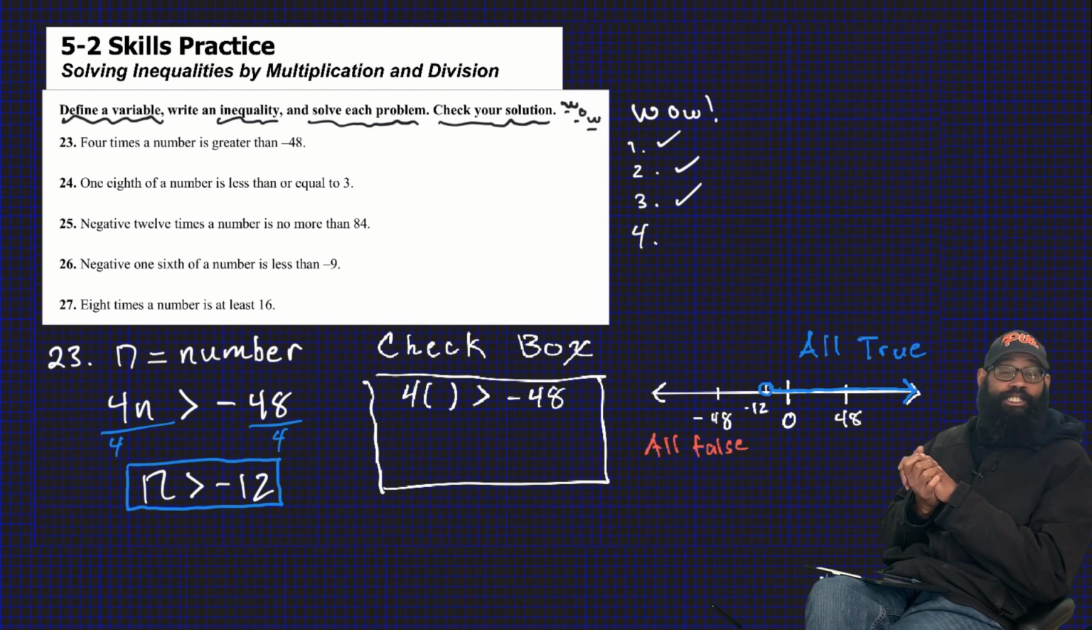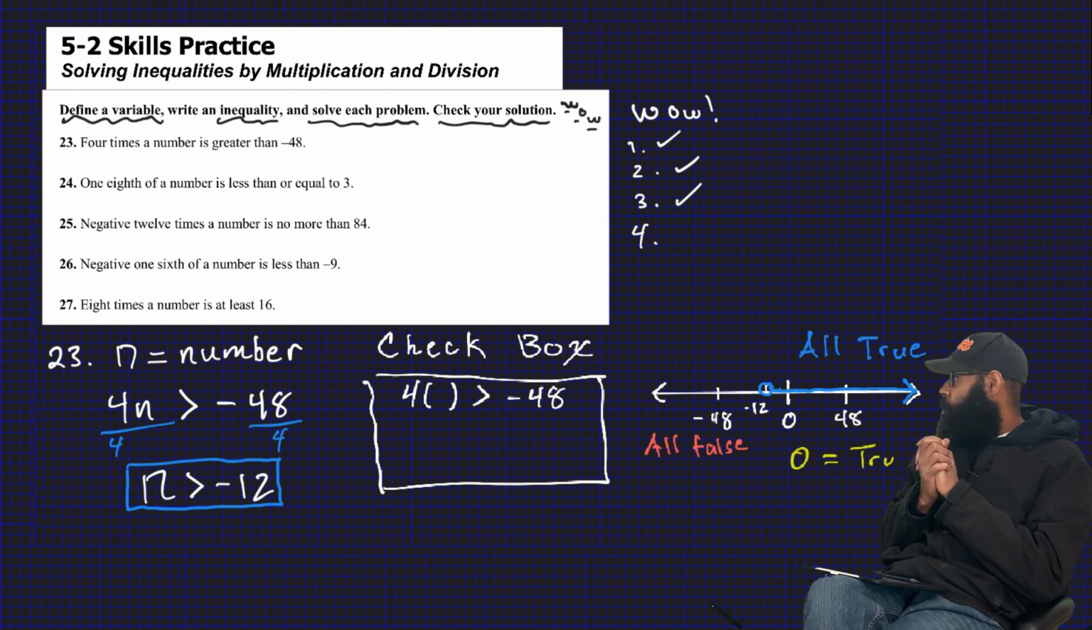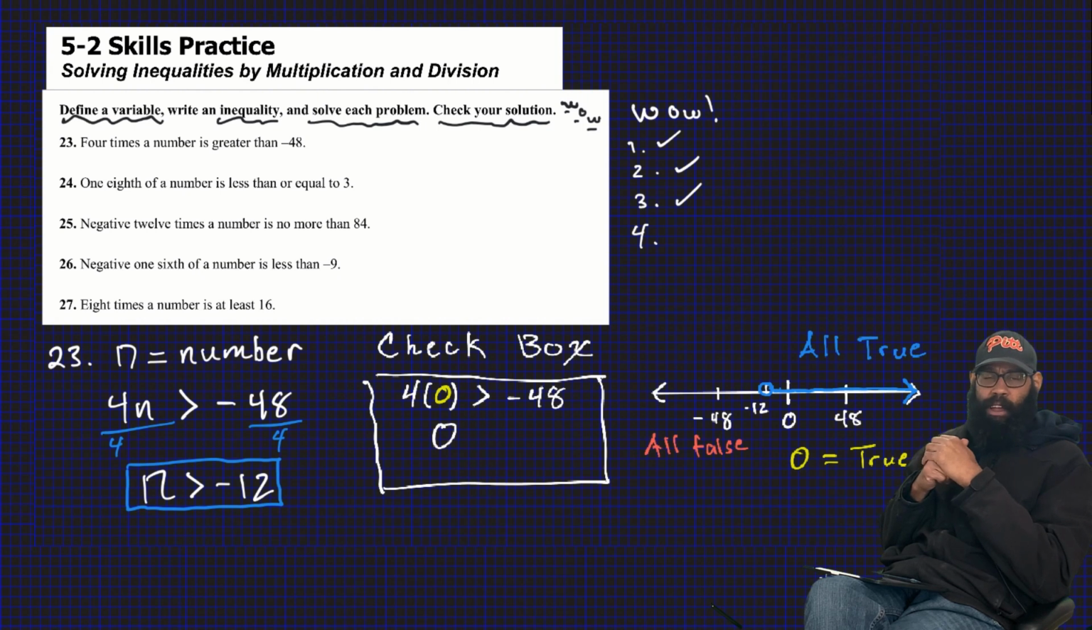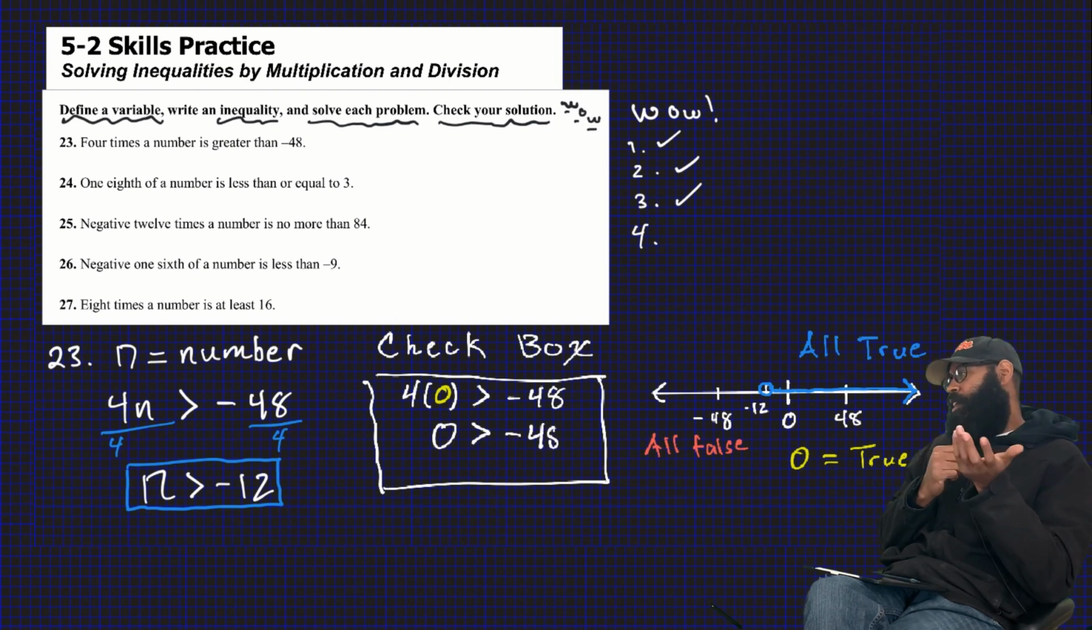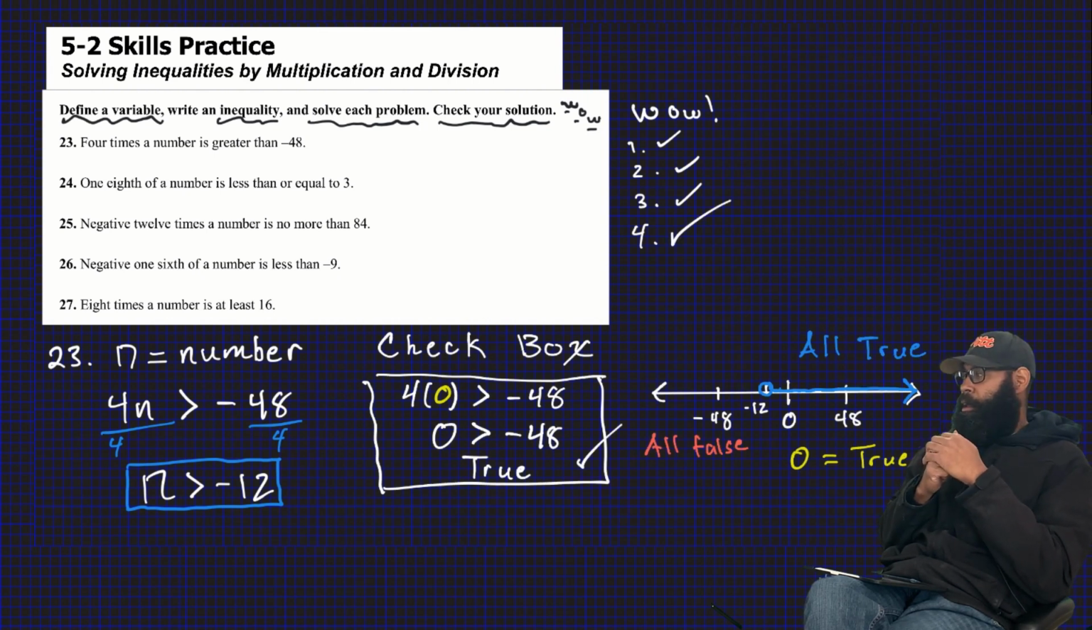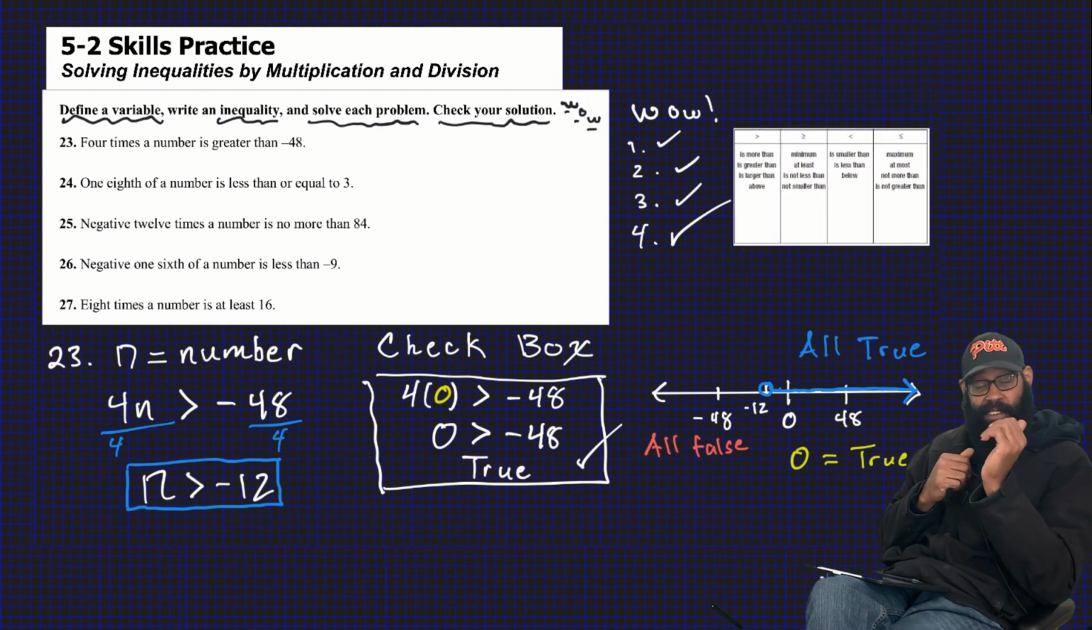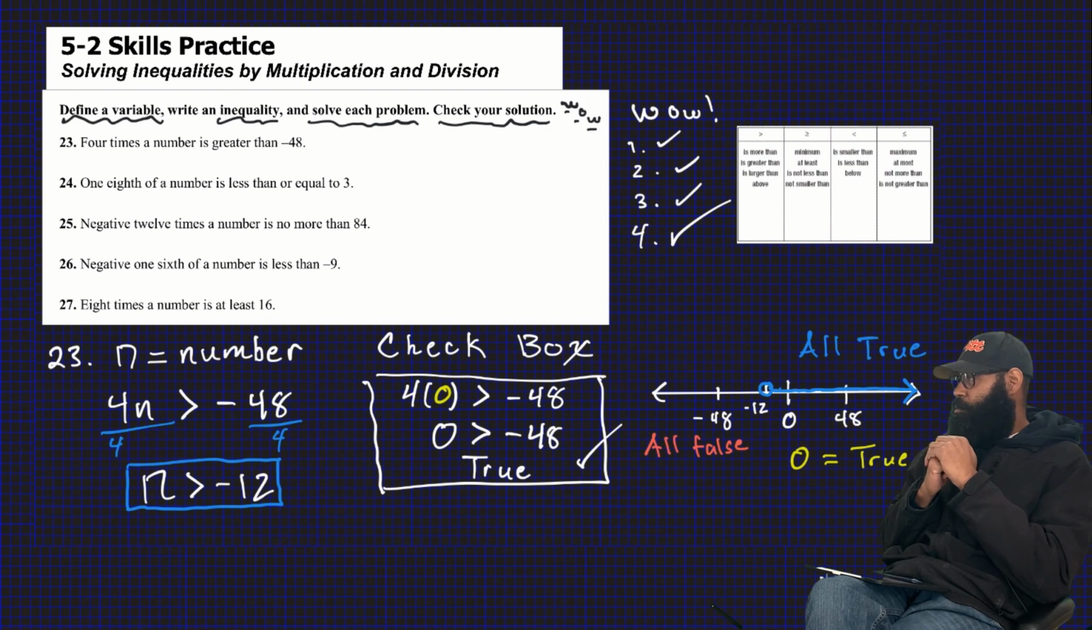I think I'm going to check an easy number, such as 0. So guys, if 0 is true on the number line, meaning it's shaded, when I plug it into the equation, 0 times 4 is 0. And 0 is greater than -48. It's true. So guys, I did all 4 of those. It took a nice long time for the last one to talk about the check. But let's knock out the rest.